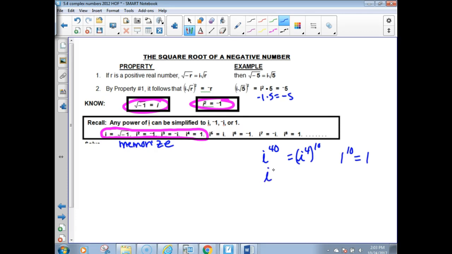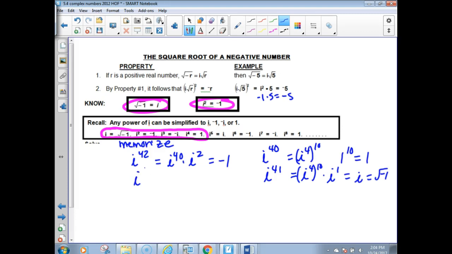So what would I to the 41st be? Isn't it just this with an extra I? Get what I'm getting at? So if 4 goes into 40 evenly with 1 left over, the answer is I to the 1st, which is I, or the square root of -1. So backing up a minute, I to the 42nd, what would that be? I to the 40th times I to the 2nd. This is 10 ones, which is just 1. Any power of 4, I to the 4th is 1. This is just 1 times I squared, so this answer would be -1, because I squared is -1.